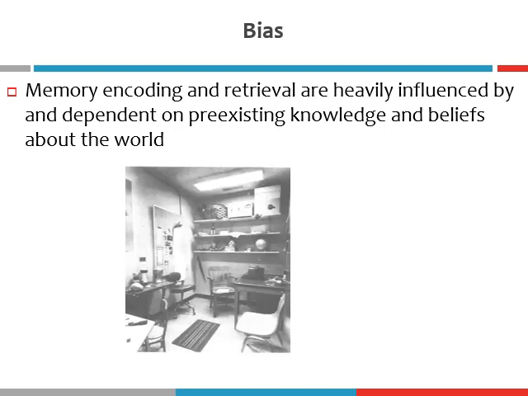So in the classic example of bias or distortions in our memory that result from schemas, this was a study conducted by Brewer and Treyens in 1981. Essentially, they had participants come into a graduate student's office and stand alone in the office for 35 seconds.